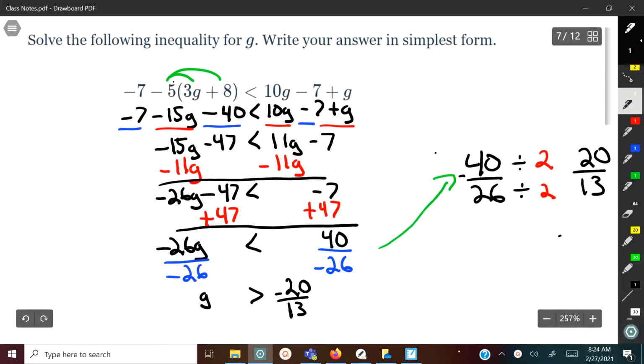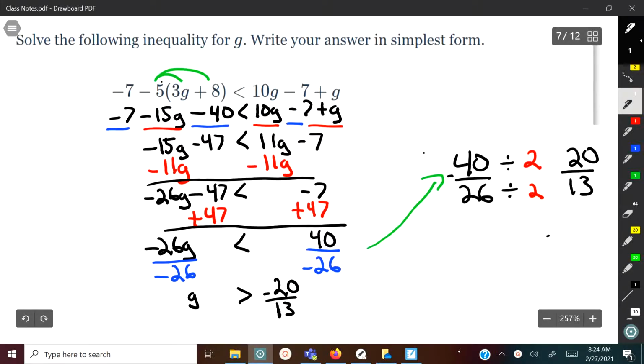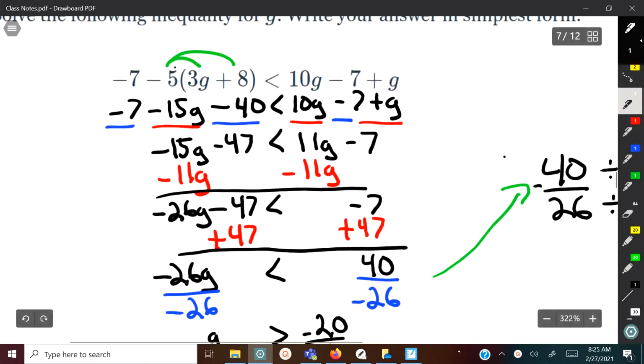Alright, this should be what you get. You should get G is greater than negative 20 over 13. That should be the answer. So I'm going to zoom in here and go through what I did.